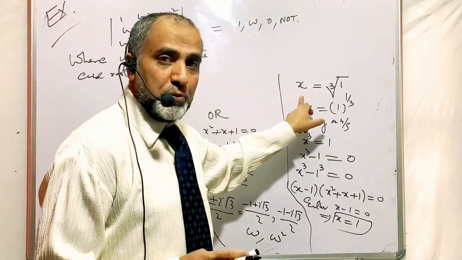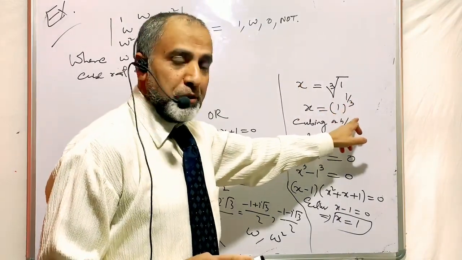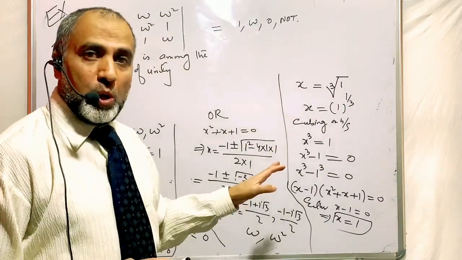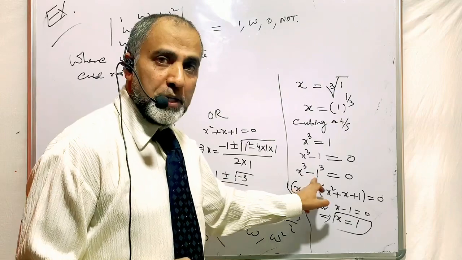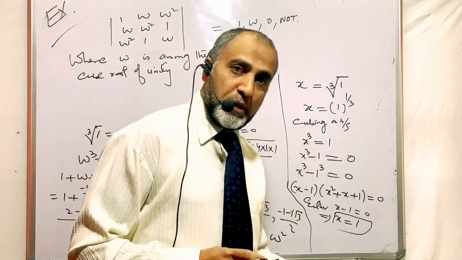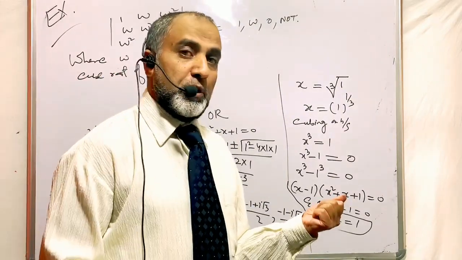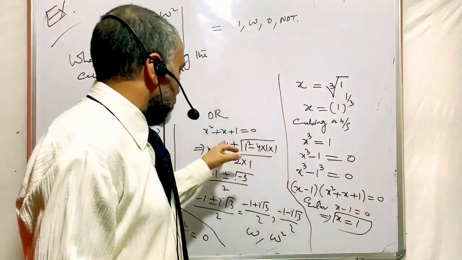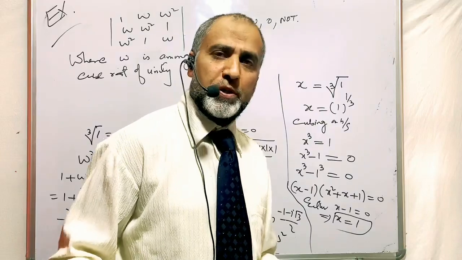What are cube roots of unity? That x is equal to cube root of unity, it is 1 raised to the power 1 by 3. In order to get rid of 3, we perform the operation of cubing on both sides. We got finally x cube minus 1 equal to 0. This is a cube minus b cube, which is a minus b into a square plus ab plus b square. Either x minus 1 equal to 0, you got x is equal to 1, that is the real cube root of unity. And we have got another factor, that is x square plus x plus 1 equal to 0.